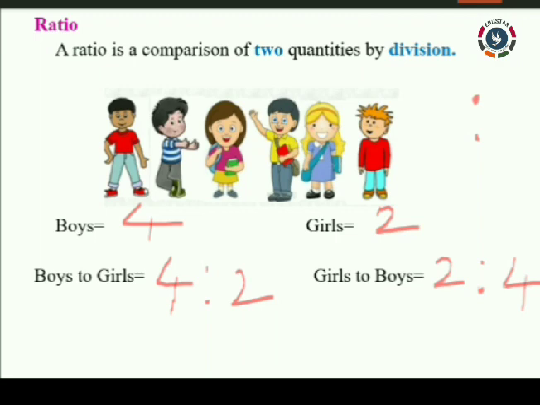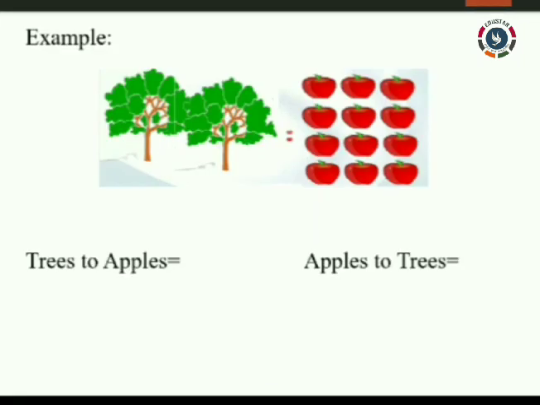Ratio is a comparison of two quantities by division. In this above example, we have compared two quantities, boys and girls, in the terms of how many boys and how many girls. This comparison is known as ratio. Let's see one more example.